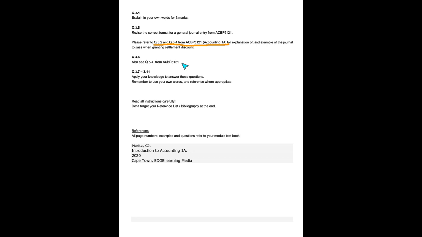Then question 3.6, also question 5.4 from Accounting 1A will assist you with that, which is also another journal entry that you have to record, in this case the interest receivable. If you charge Antares stores interest for an outstanding account, what would that journal entry look like?